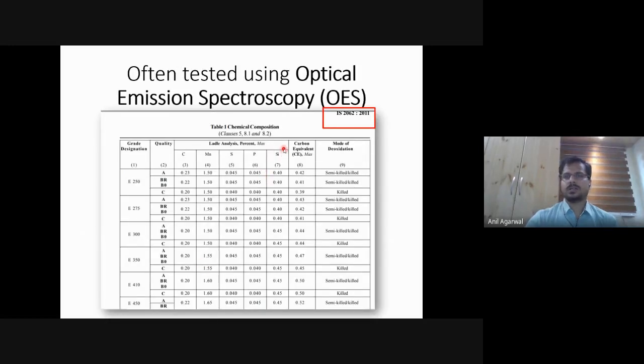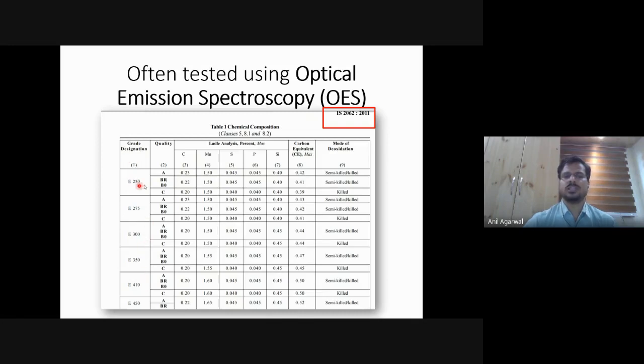These are some tables. I've taken a screenshot from IS 2062. I was talking about different materials that are allowed. Carbon is allowed, manganese, sulfur, phosphorus, silica, or silicon rather. And what percentage of these materials are allowed for this steel to be classified as E250, E275, E300, and so on.